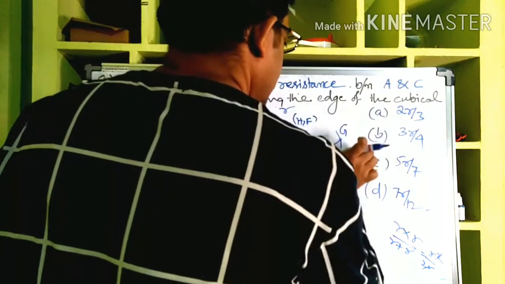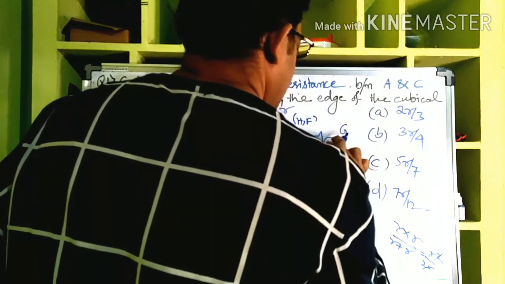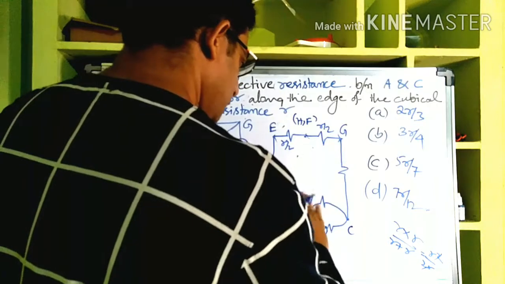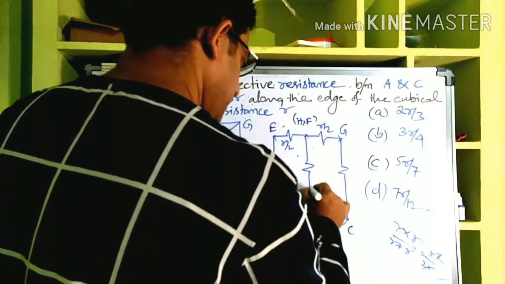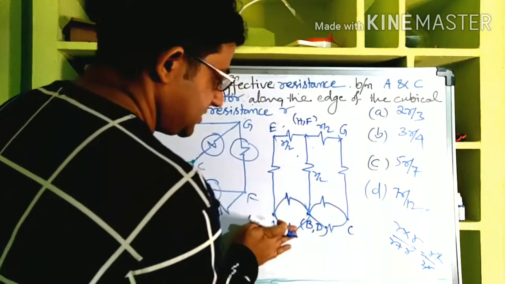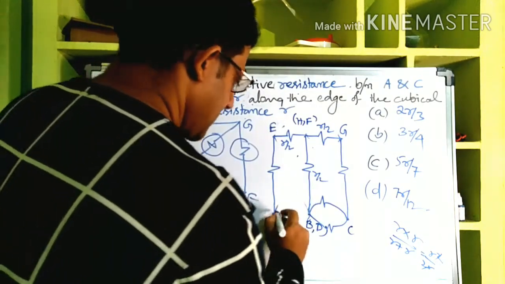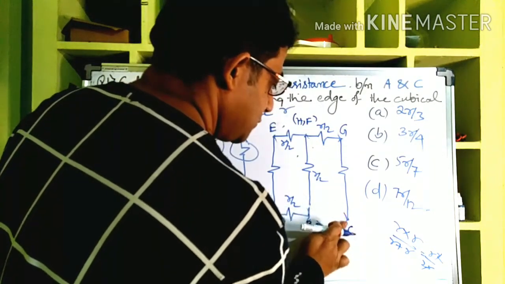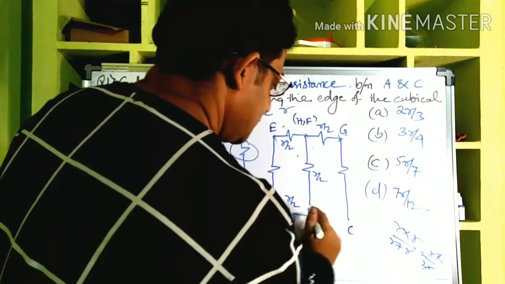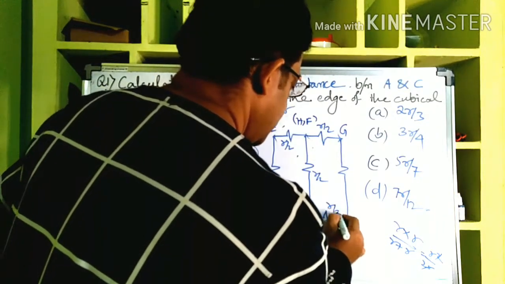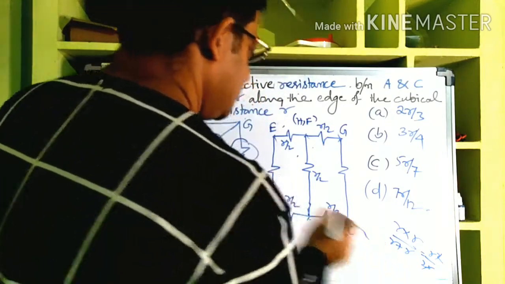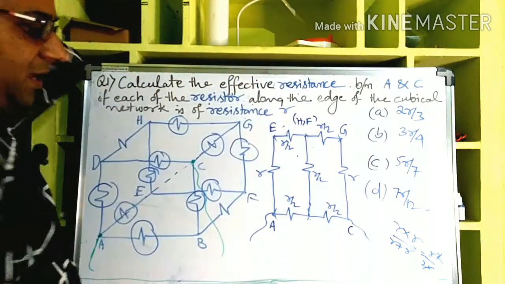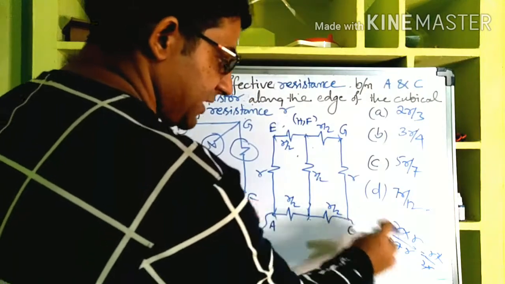Fine. So instead of this, I can show R by 2. Instead of this, I can show again R by 2. Instead of all this, I can show one R by 2. Instead of these two, I can show R by 2. And instead of these two R's in parallel, I can show one R by 2. And between this and this, we need to find out the net resistance. And this is of course R, this is R, right? Now see, between this A and C, we are going to find out the net resistance.